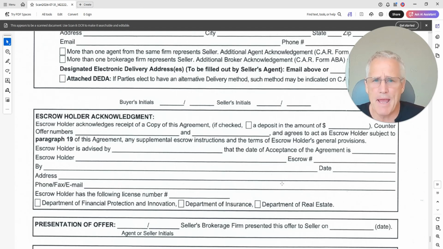So this gives you a basic outline of the residential purchase agreement. Again, there's a lot of depth here. You want to take your time looking at this and reviewing this document and make sure that any questions that you have, you ask your agent. If you've got questions around legal issues, you want to make sure that you talk with an attorney.